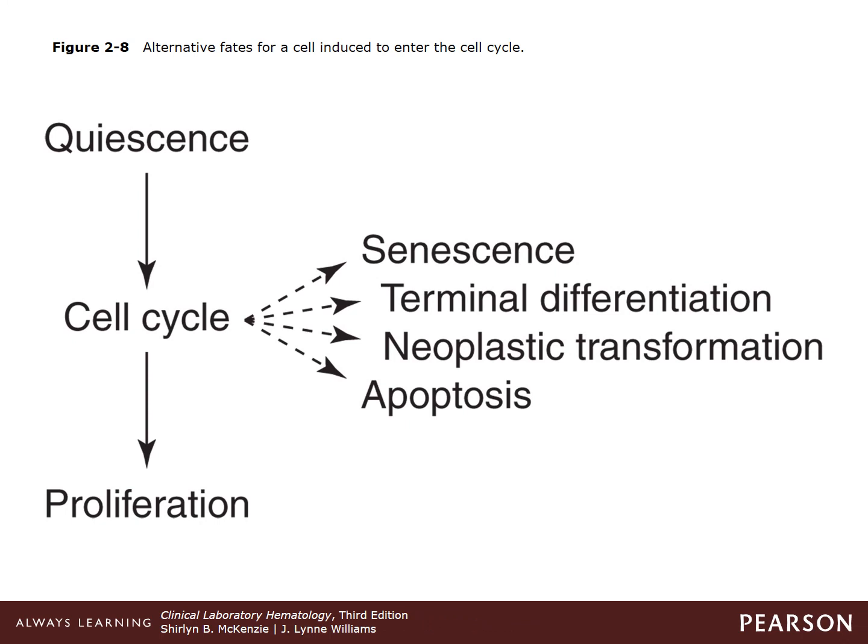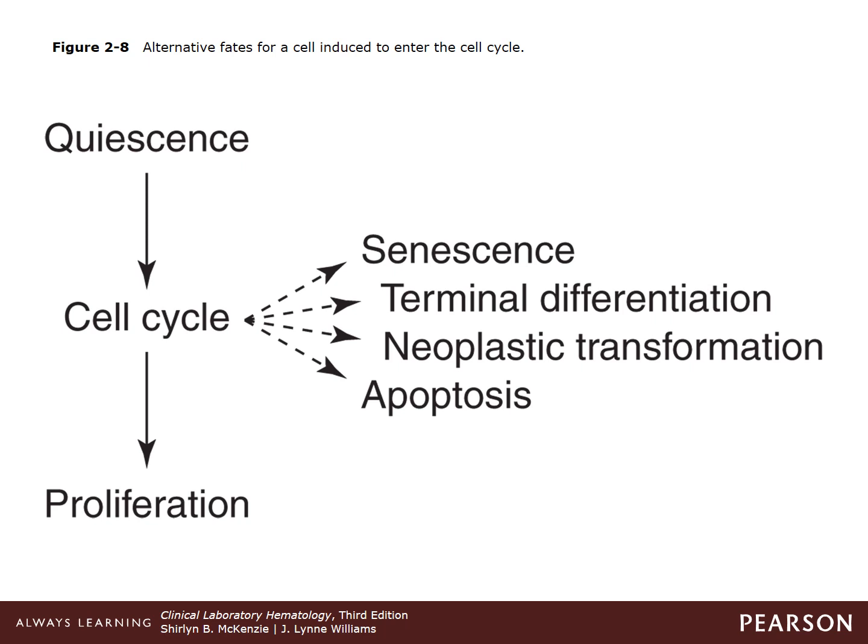So let's look at the cell again and see what fates are possible. So quiescence is the waiting phase. This is the G0 phase. Once signals to replicate are given, the cell enters into the cell cycle.